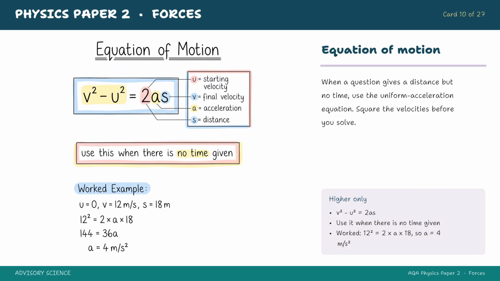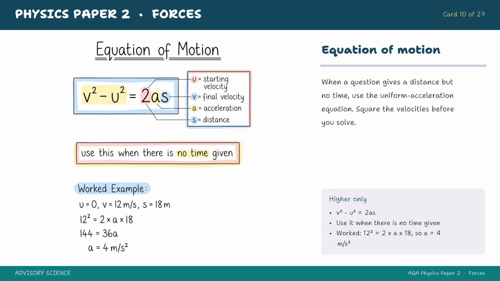There's one more equation of motion you need to know. We use it when an object is speeding up or slowing down at a steady rate. This is called uniform acceleration. The equation is final velocity squared minus initial velocity squared equals 2 times acceleration times distance. We write it as v squared minus u squared equals 2as.